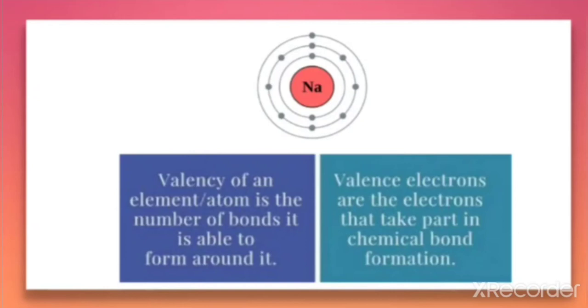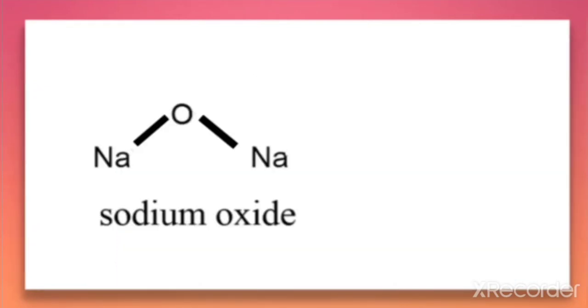Valency of an element is the number of bonds it is able to form around it. So nothing but the valency is actually giving the number of bonds which are formed with the surrounding atoms. Just like we have discussed here, one sodium can form a single bond, so the valency for sodium is 1. But the oxygen can form 2 bonds here, so the valency for oxygen is 2.